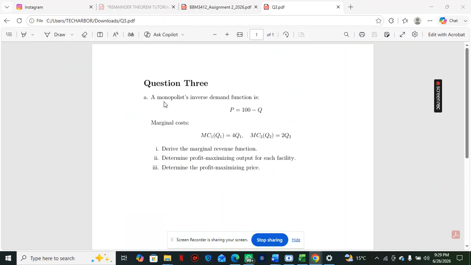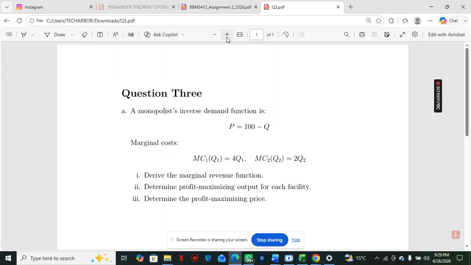All right. A monopolist's inverse demand function is P equals 100 minus Q. The marginal costs are MC1 equals 4Q1, MC2 equals 2Q2. Right? So the first thing they're asking us is to derive the marginal revenue function.